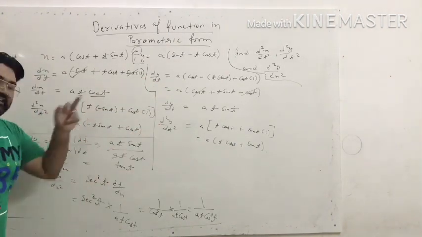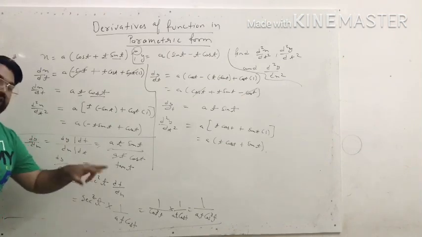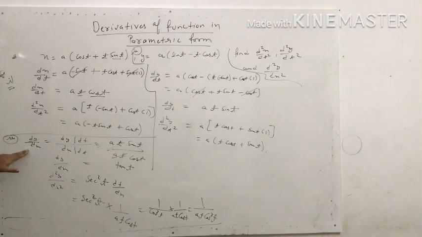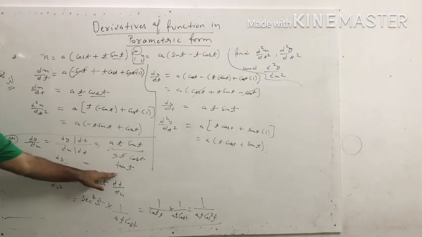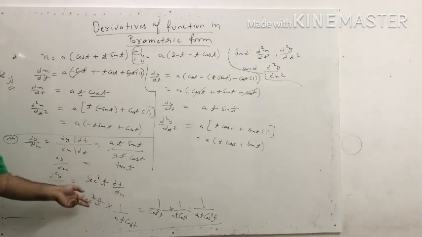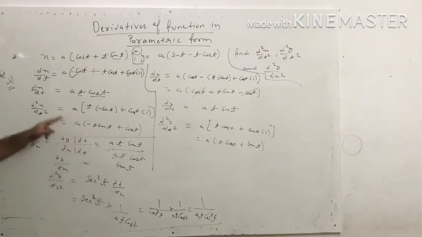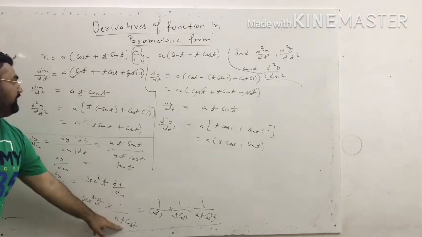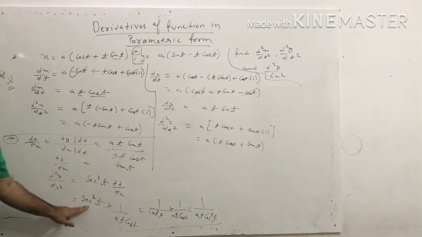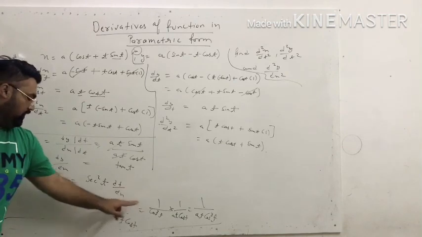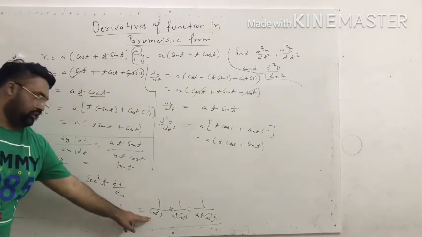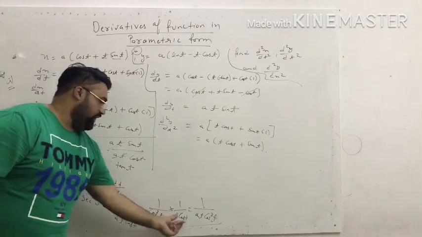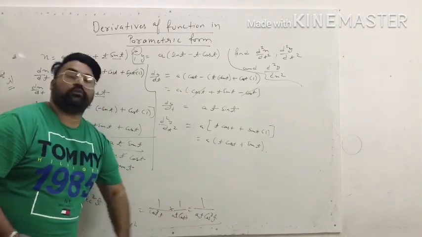The last is d²y/dx². First of all we will find dy/dx. The formula is dy/dx = (dy/dt)/(dx/dt), which equals tan t. Further, for the double derivative, the derivative of tan t is sec² t. After that the derivative of t is dt/dx. We know the value of dx/dt, so its reciprocal becomes 1/(a t cos t). Transform the secant square into cos square form: sec² t = 1/cos² t, times 1/(a t cos t). The cos² t and cos t become cos³ t.